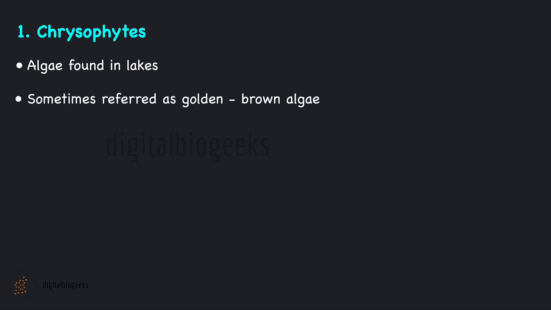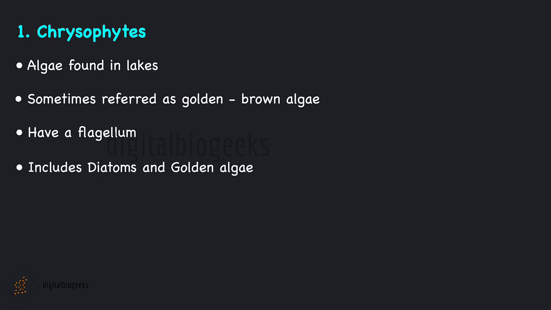Chrysophytes. They are a group of algae commonly found in lakes. They are sometimes referred to as golden brown algae due to their coloration resulting from the specific photosynthetic pigments. They are often unicellular and have a flagellum allowing them to be mobile in the water. This group includes diatoms and golden algae.